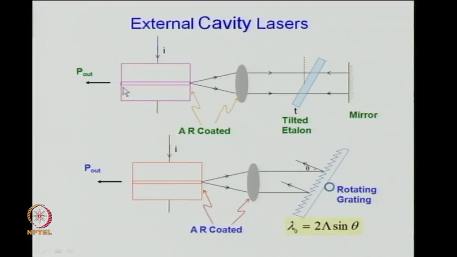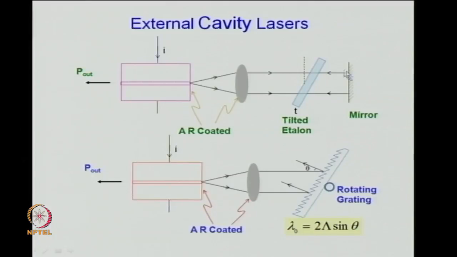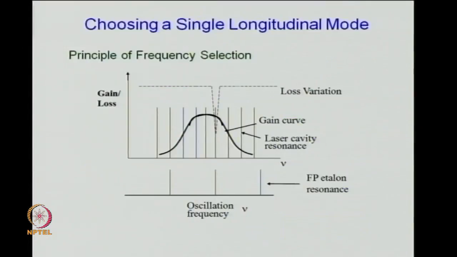Let me show again here. So, this is the laser cavity from here to here. This L is very large, and therefore the resonance frequencies permitted by this cavity are much more closely placed, or the free spectral range for this whole laser cavity is much smaller, and therefore let me go back again to the other figure here.